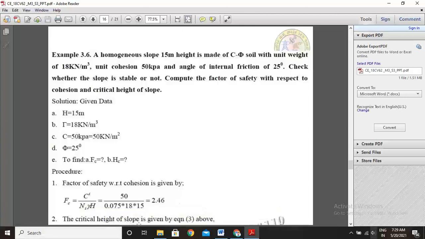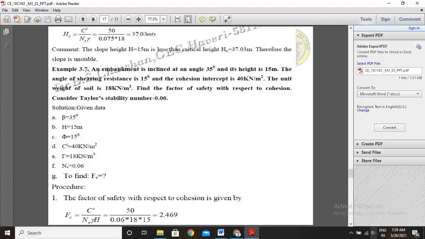The critical height of slope is given by equation 3 above, that is Hc equal to C dash by Ns into gamma. So now substitute the values in this equation. C dash is 50, Ns is 0.075, gamma is 18. We are getting critical height is 37.03 meters. Then write the comment. The slope height h is 15 meter, which is less than the critical height 37.03 meter. Therefore, the slope is unstable. So this is the main conclusion of this problem.